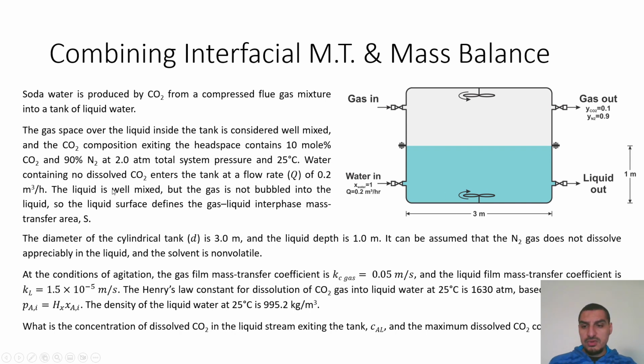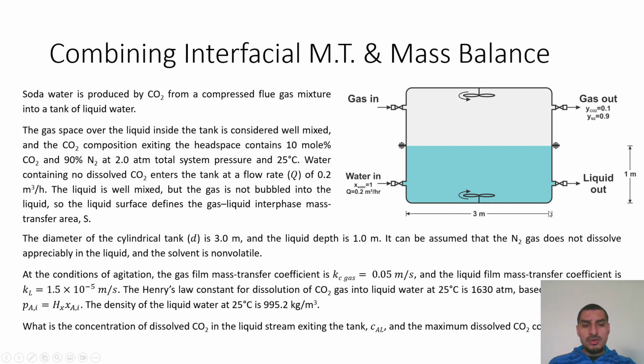So we have here the gas is well mixed, the liquid is well mixed, but the gas is not bubbled into the liquid. So usually what happens in this kind of systems is that you have a liquid and the gas is bubbled through the liquid to increase the area of mass transfer and increase the turbulence and make the process more efficient. But in this case, for the sake of simplicity of calculations and to make it more convenient for us to solve, it is not a bubbled gas. However, the liquid surface defines the gas-liquid interface mass transfer area. So mass transfer is taking place through this interface.